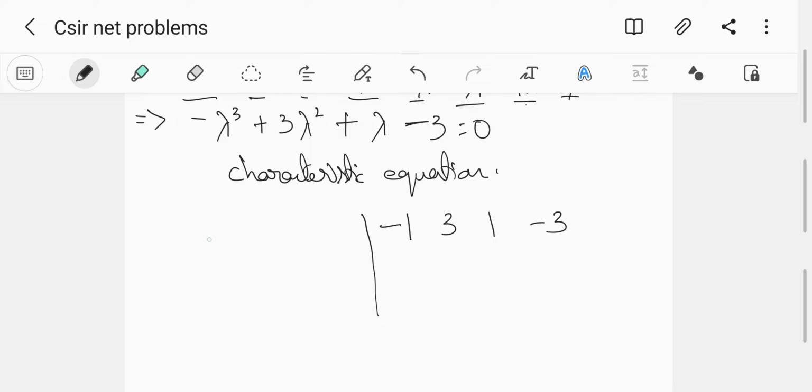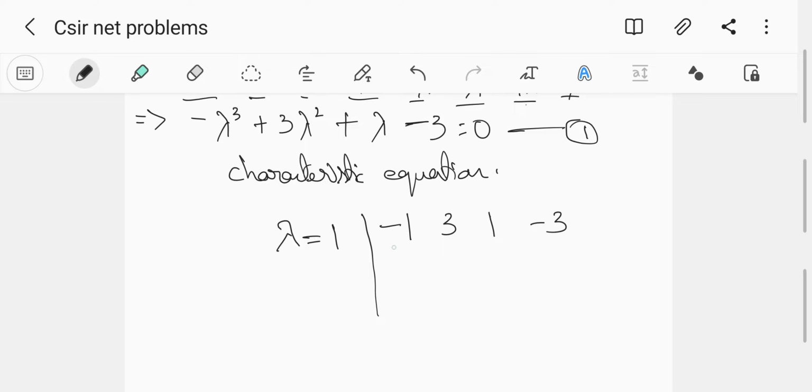Suppose by the trial and error method I take lambda equal to 1, whether it satisfies this characteristic equation. Substituting lambda equal to 1 in this characteristic equation, what do we get? Minus 1 plus 3 plus 1 minus 3. So minus 3 plus 1 minus 1... yes, it satisfies.